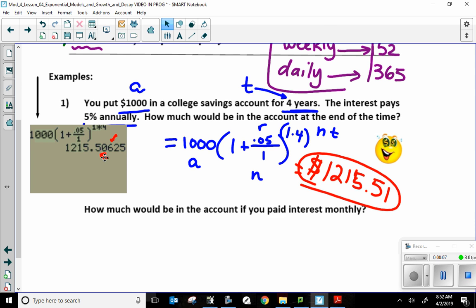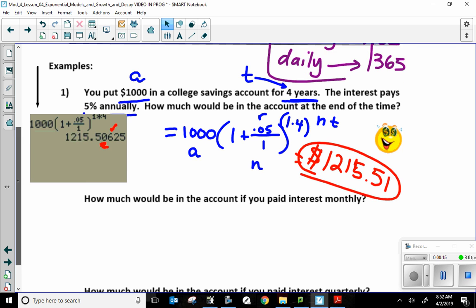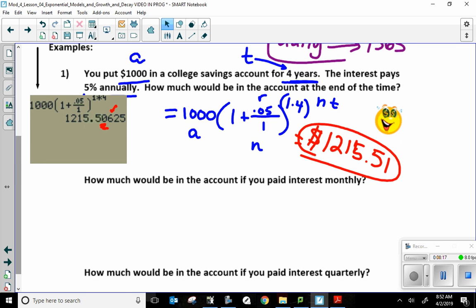Not too bad. Let's take a look at the next question that still asks us about our current situation here, about our $1,000 in here. How much would be in our accounts if you were paid interest monthly? The only thing that's going to change is my N value, you now get it 12 times a year.